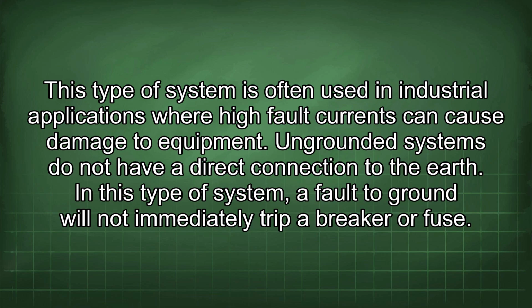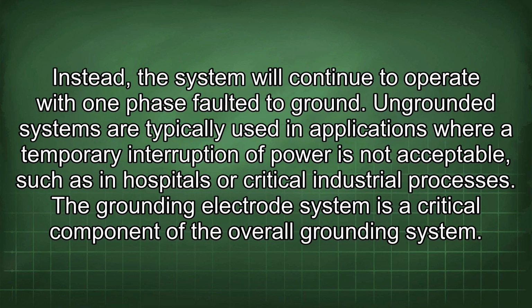Ungrounded systems do not have a direct connection to the earth. In this type of system, a fault to ground will not immediately trip a breaker or fuse. Instead, the system will continue to operate with one phase faulted to ground. Ungrounded systems are typically used in applications where temporary interruption of power is not acceptable, such as in hospitals or critical industrial processes.